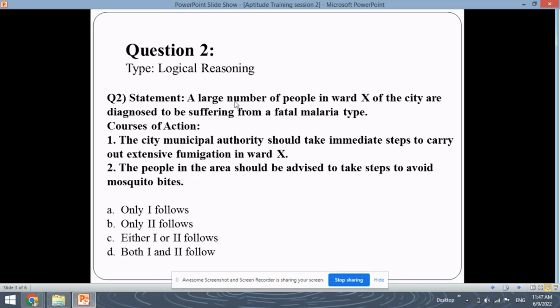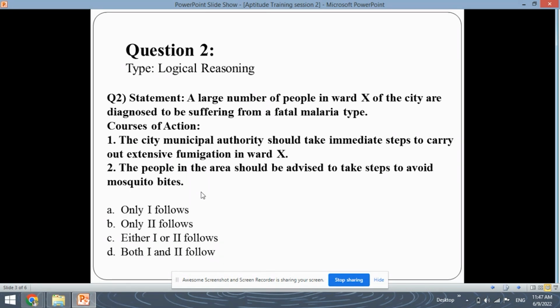And in such types of urgent situations, an extensive amount of prevention and precaution is needed, so that people are saved, lives are saved. So in this case also, both one and two will follow because it is the responsibility of both the city municipal authority as well as the people to control this fatal malaria in their ward.